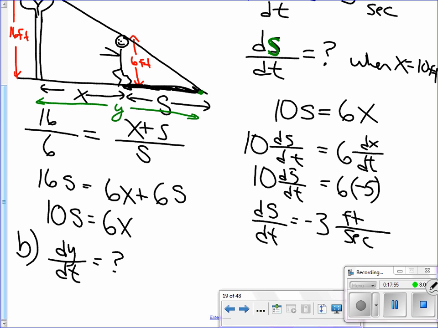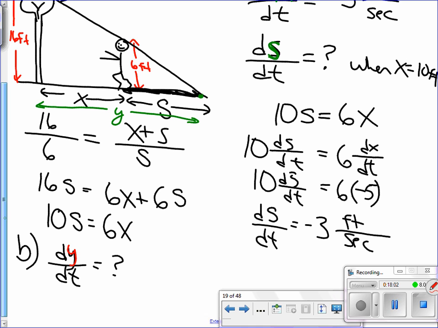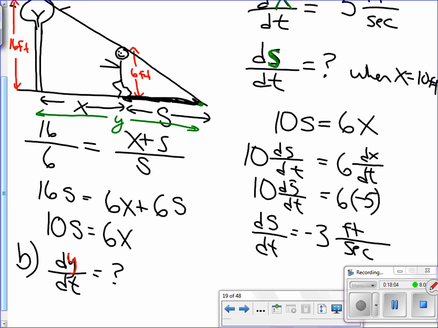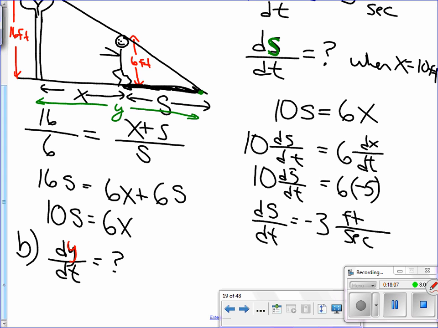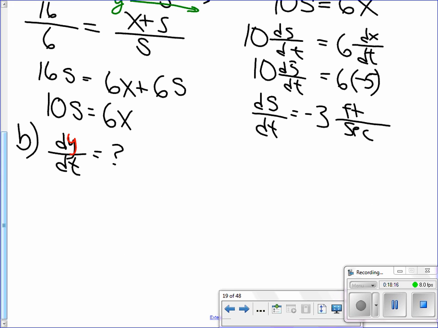Since we know dx dt and ds dt, and we're looking for dy dt, if we could come up with an equation that has x, s, and y in it, that'll be fine. We can differentiate and get dy dt. What is the relationship between y, x, and s? What's the equation that links them together in this world? X plus s equals y. That's right.